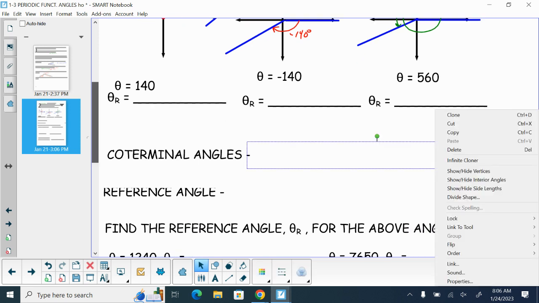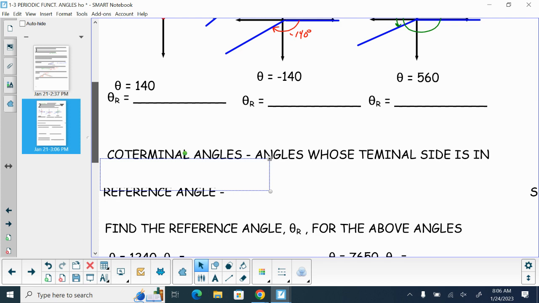Coterminal angles. We talk about coterminal angles. These are angles whose terminal side will be in the exact same location. Angles whose terminal side is in the same position.